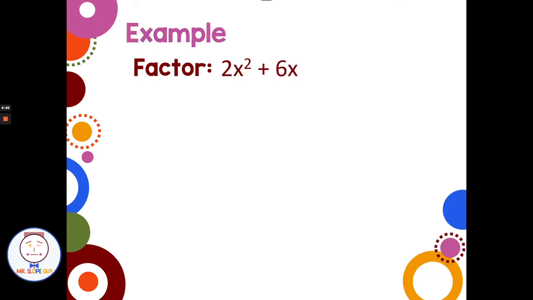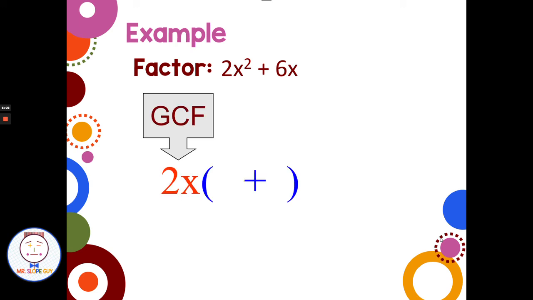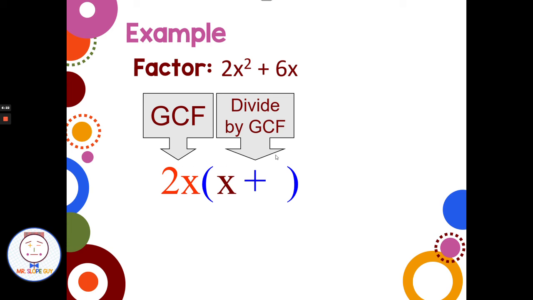How about factor 2x squared plus 6x? Well, the greatest common factor for 2x squared and 6x is 2x. So I'm going to write my 2x on the outside. Then I'm going to make parentheses like I have a distributive property problem. Then I ask myself, 2x times what is 2x squared? X. 2x times what is 6x?